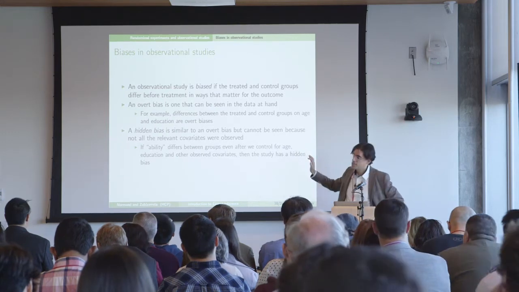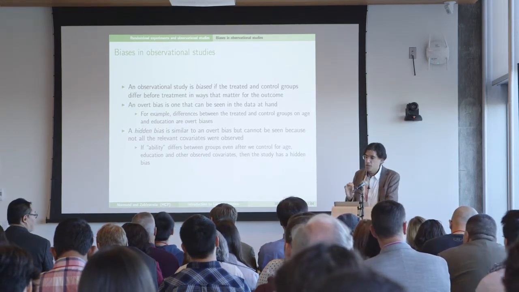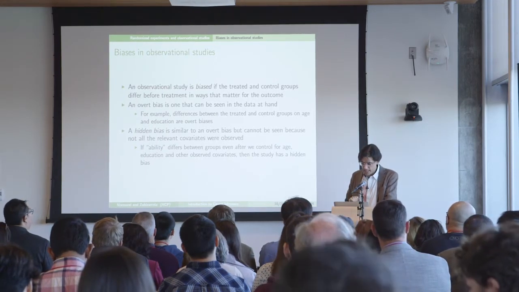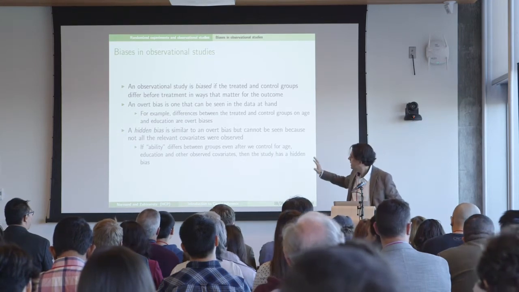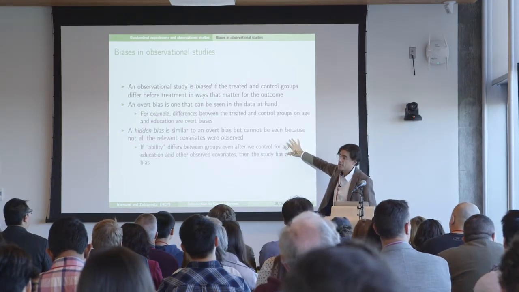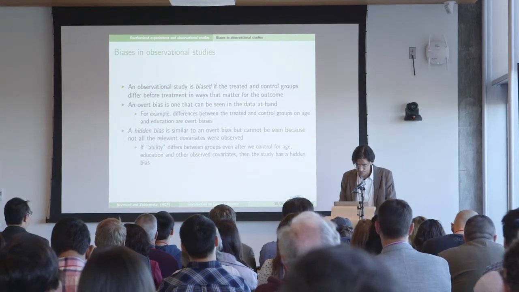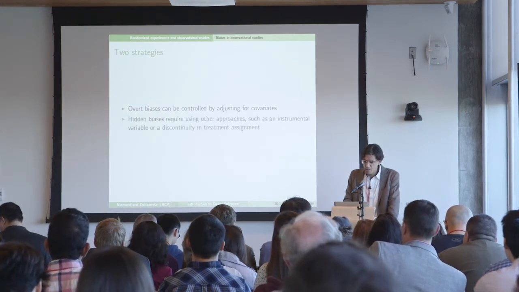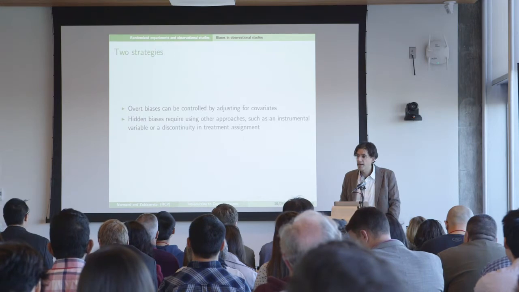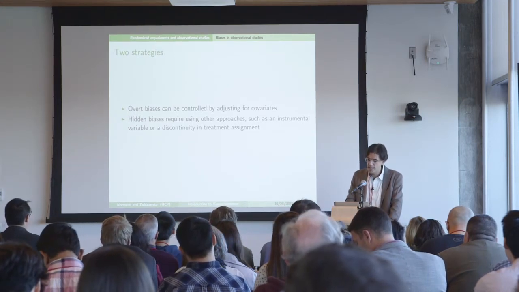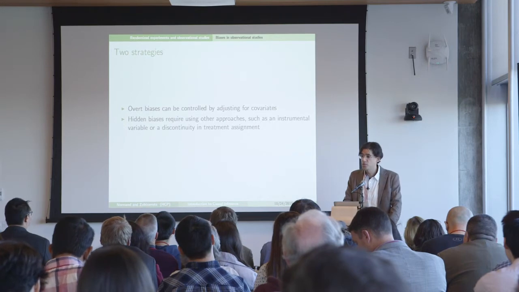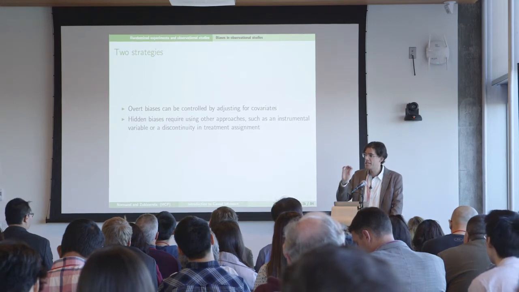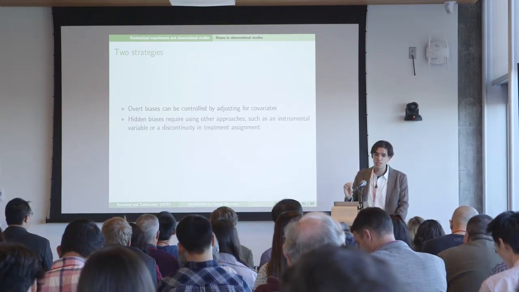And for these biases, we often cannot do matching. We can do a sensitivity analysis. We can also come up with clever designs. But what I want to emphasize is that this is the difficult part of the problem, hidden biases. So overt biases can be controlled by adjusting for covariates, but hidden biases require other approaches, such as an instrumental variable or a discontinuity in treatment assignment, which under different assumptions get us to estimate different, often more local, estimates than the sample average treatment effect on the treated.